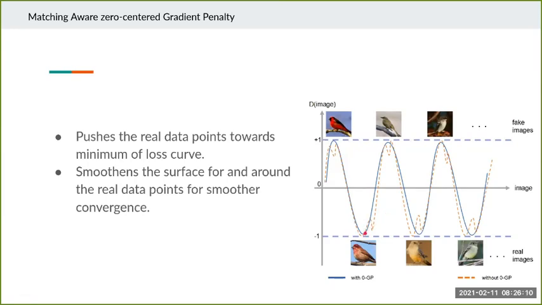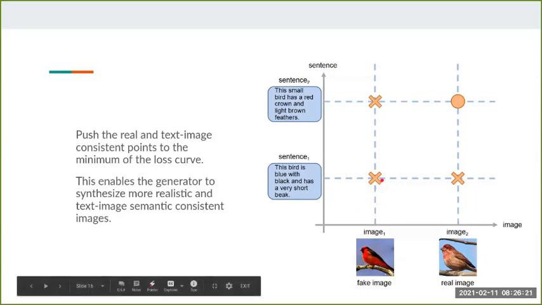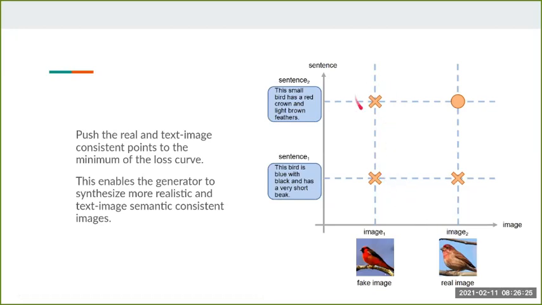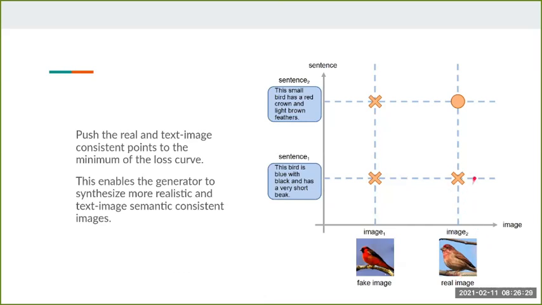Now, how does this translate to the task that is actually at hand? There are basically four types of information that can be generated. There would be fake images with fake descriptions. There would be fake images with actual descriptions. We will have real images with fake descriptions. We will have real images with the actual description as well.